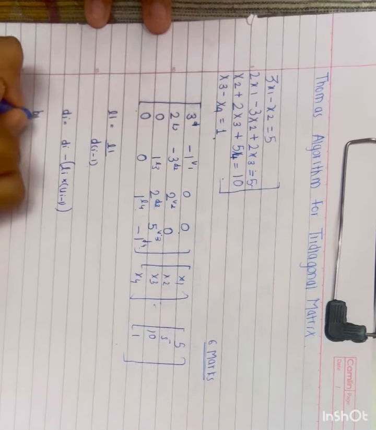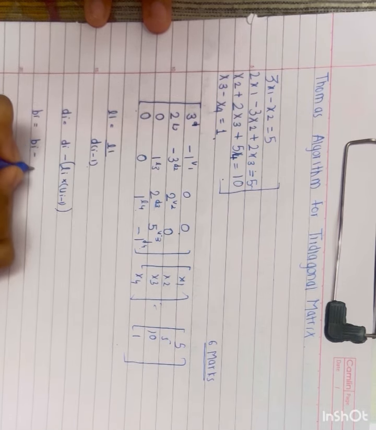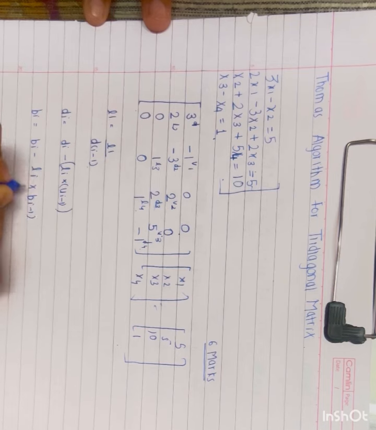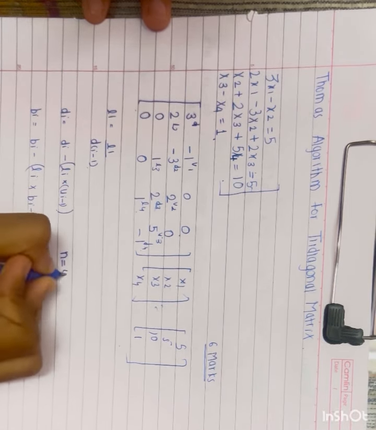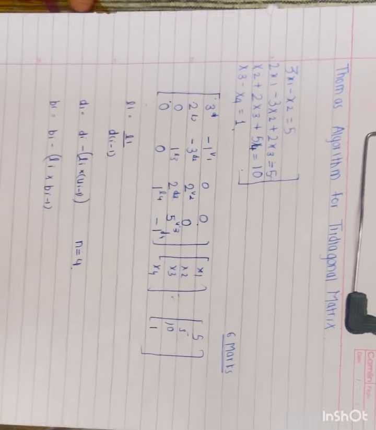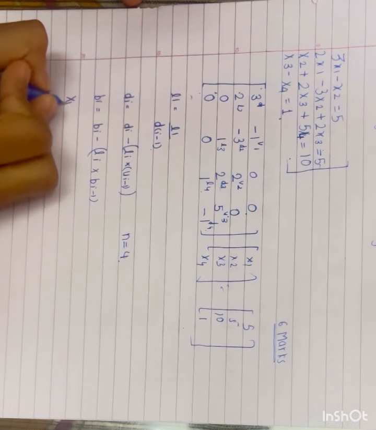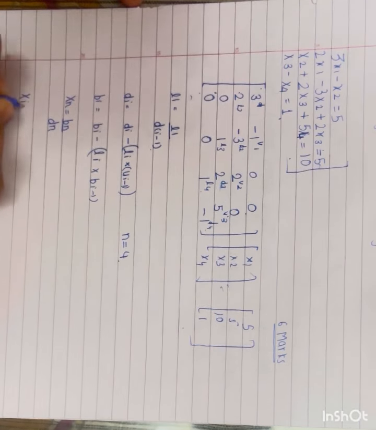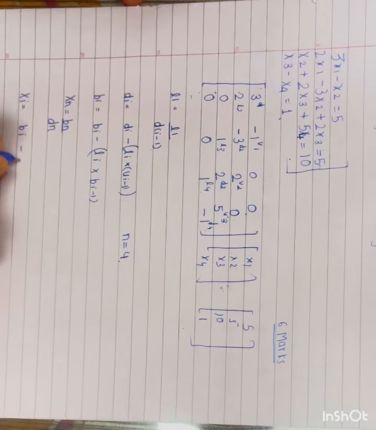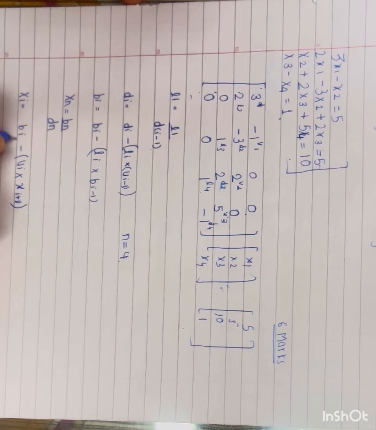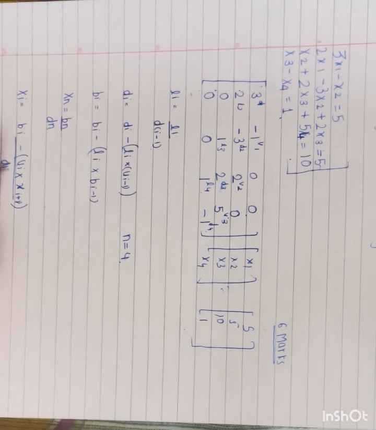And Bi equals Bi minus Li into Bi minus 1. So now here n is equal to 4 only, because 1, 2, 3, 4. There are a total of 4 equations. And we have xn equals bn by dn. And we have xi equals bi minus ui into xi plus 1 upon di.